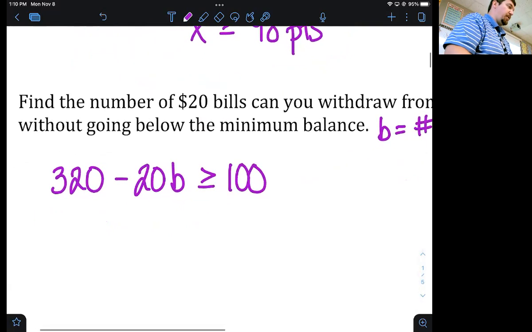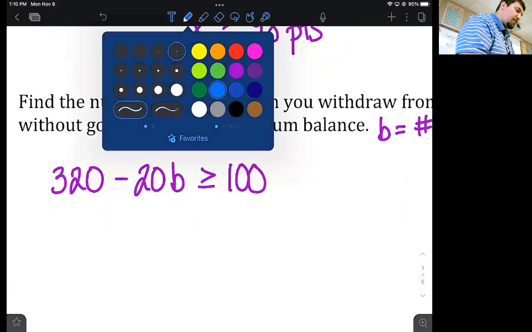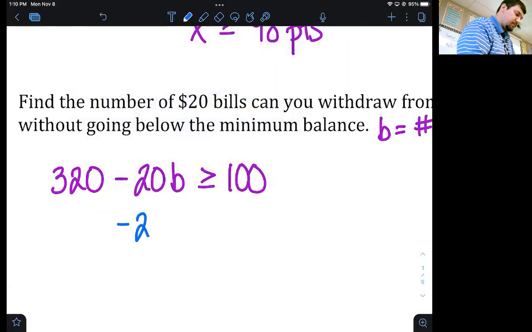So there's my inequality. First thing I'm going to do to both sides is what, Owen? What do you get when you subtract 100 minus 320? What is it? Nope. 100 minus 320. There you go.